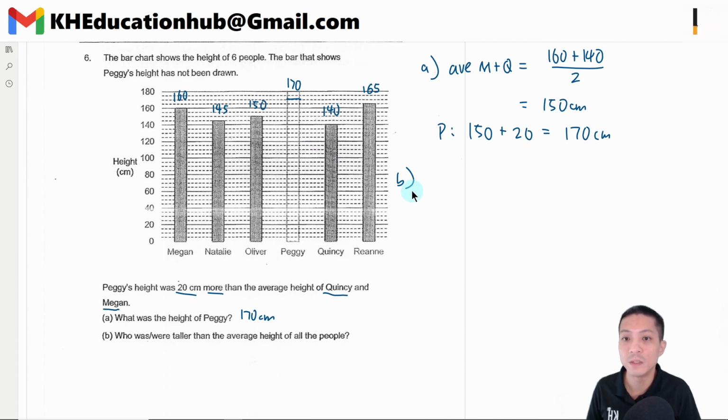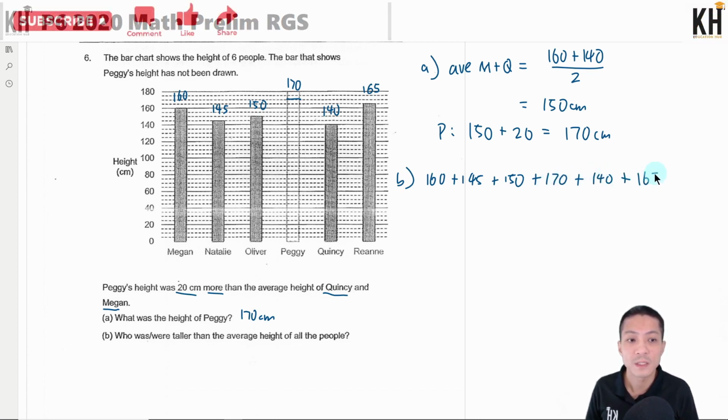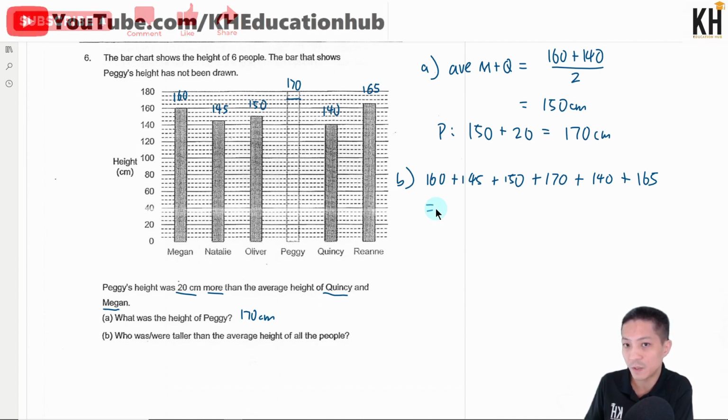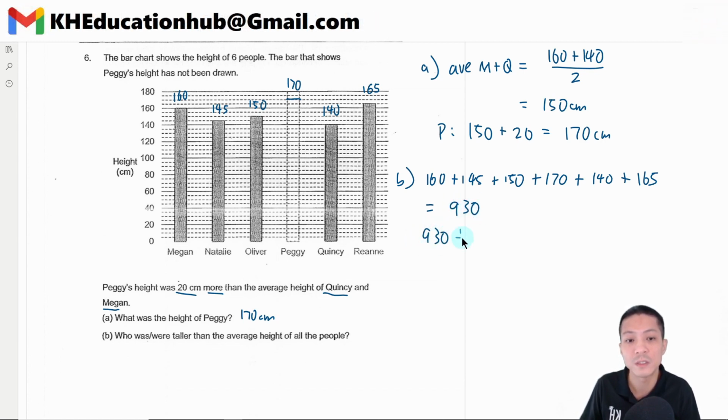Okay, so for part B, I'm gonna add all together first. Plus 150, plus 170, plus 140, plus 165. This is gonna be equal to 60, plus 145, plus 150, plus 170, plus 140, plus 165. Okay, 930, and then after that 930 divided by 6. 155.